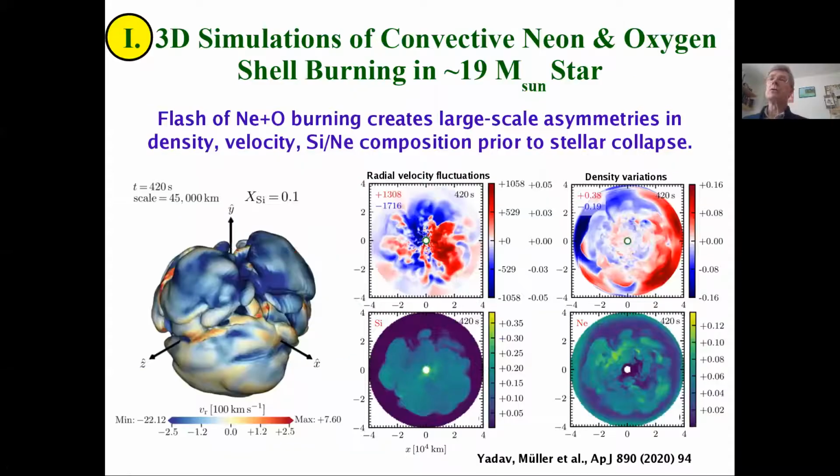Let me now show you some highlights of our results on the next couple of slides. I first start with the 3D simulations of convective oxygen and neon shell burning in a 19 solar mass progenitor. Here are results from Bernhard Müller and Naveen Yadav. Instead of describing to you the plots here in detail and the progenitor asymmetries prior to collapse shown in these plots, let me play a movie to demonstrate the phenomenon.